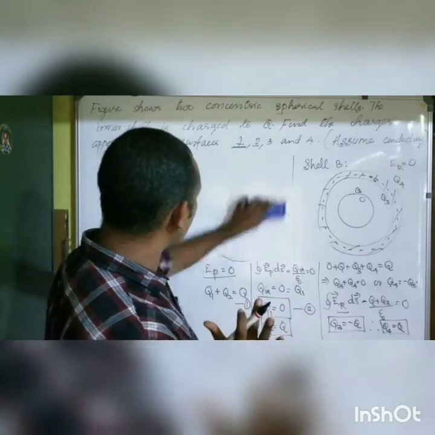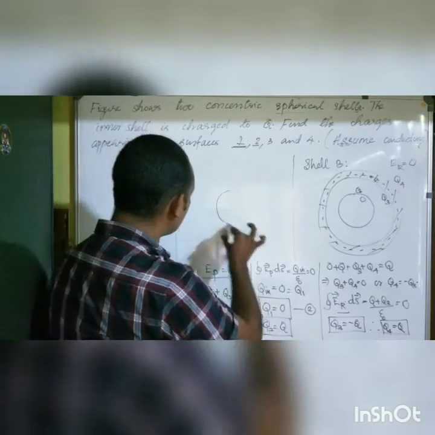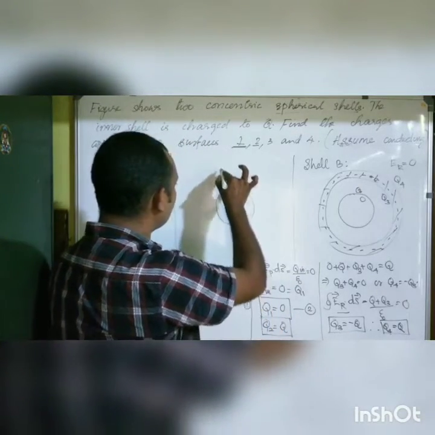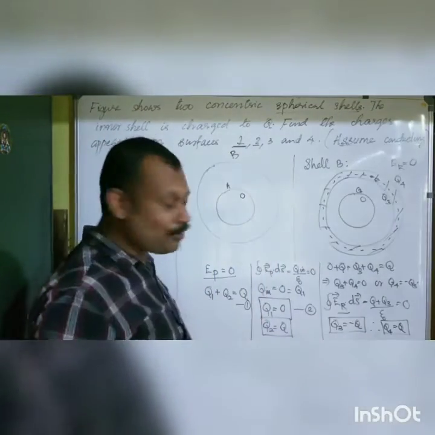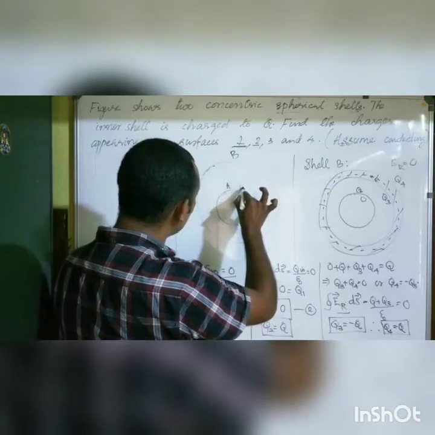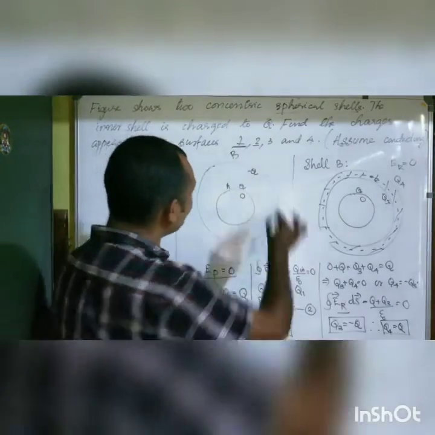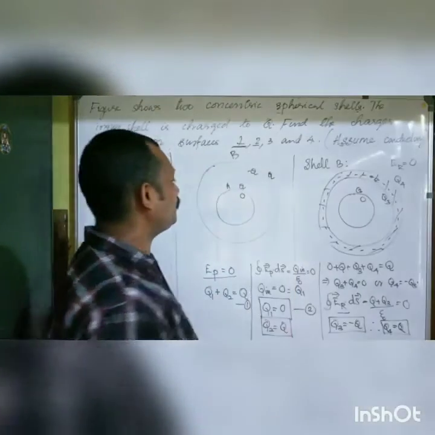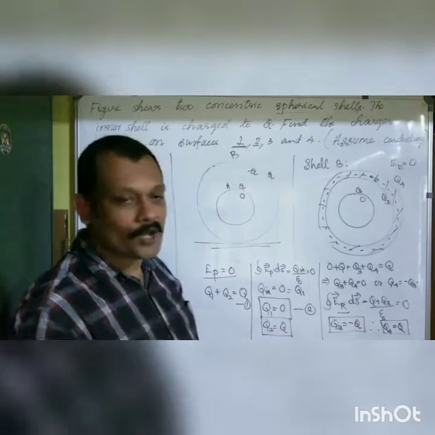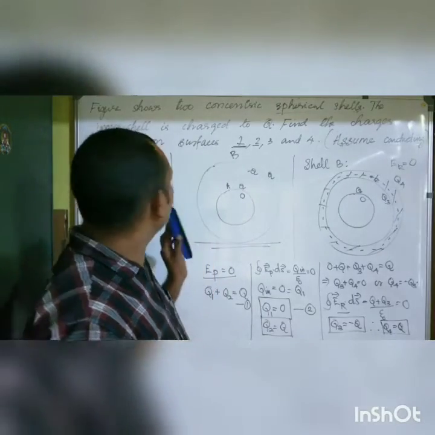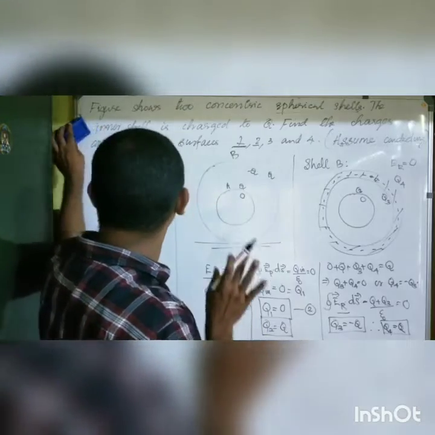So let me remove this figure because of the space constraints. This is shell A. This is shell B. Charge on this surface is 0. Charge on this surface is Q. The charge on this surface is minus Q. Charge on this surface is plus Q. And this is finally the answer. Hope you understand this. Now I will modify this question for the next one.